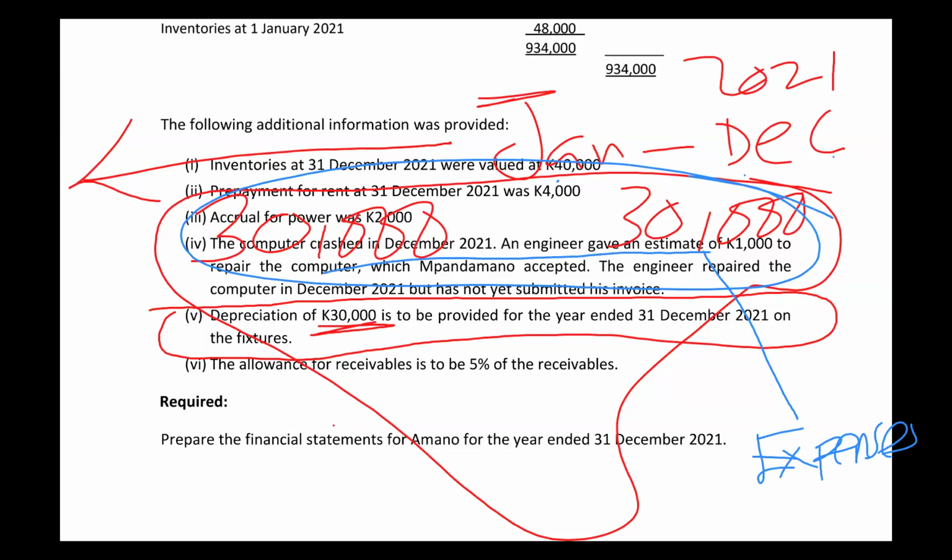You mean the two 30,000s? Yes. This one from the time we acquired it, and this new one that has occurred from January to December. So it will be 60,000. That will be the total depreciation you report in the balance sheet. Clear? Okay, thank you very much.